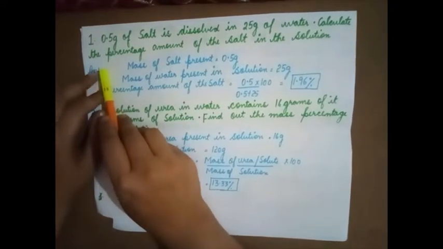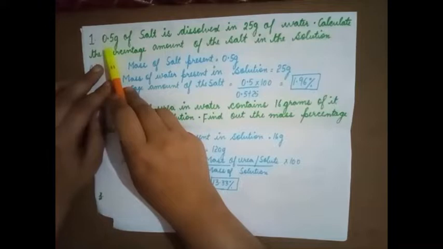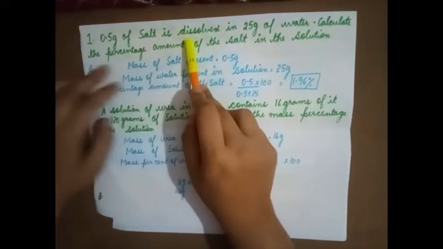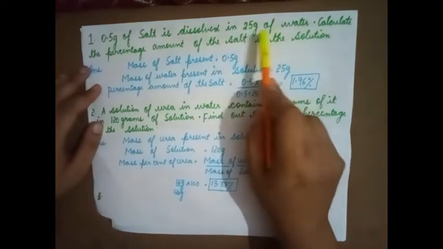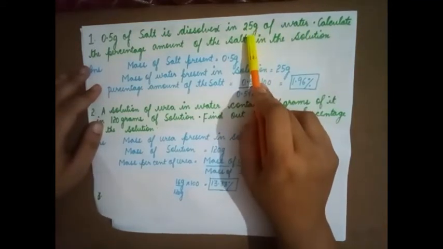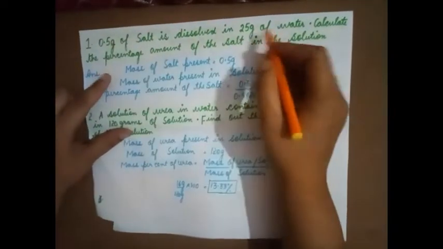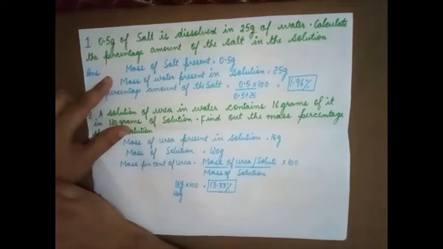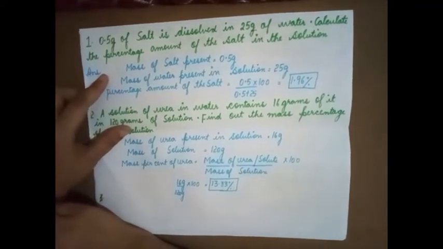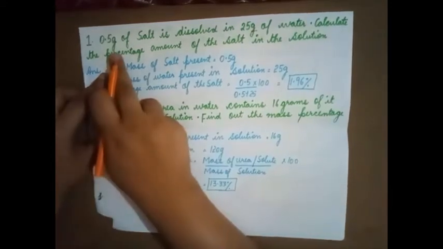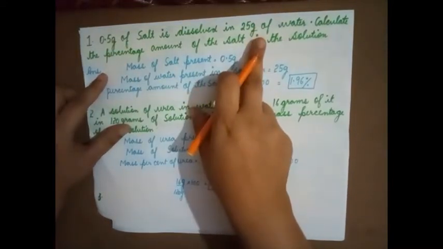The first problem that I had given was 0.5 gram of salt. Here salt will be your solute, dissolved in 25 gram of water. Here the solvent will be water. And solute as well as solvent is given in grams. So automatically the formula that should strike is mass of solute divided by mass of solution into 100, because both are given in grams. So when both are given in grams, this is the formula.